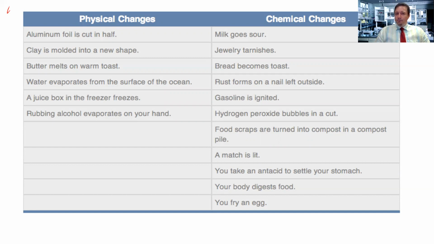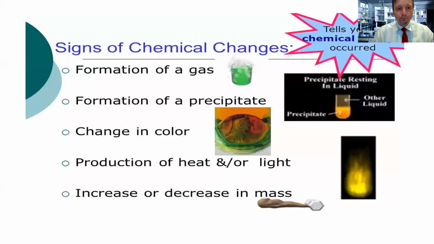Chemical changes have a different composition once it's done. Burning gasoline, hydrogen peroxide changing into hydrogen gas and water, burning a match, digesting food, frying an egg. It's different after it's gone through that process. So that is the difference between physical and chemical change. We'll talk a little bit more about that a little later in this particular lesson.